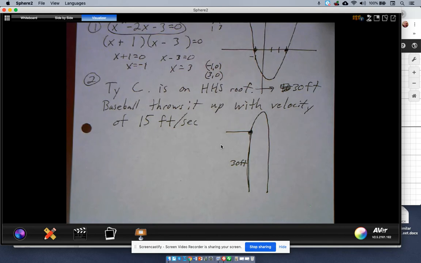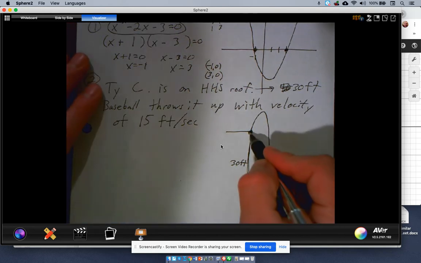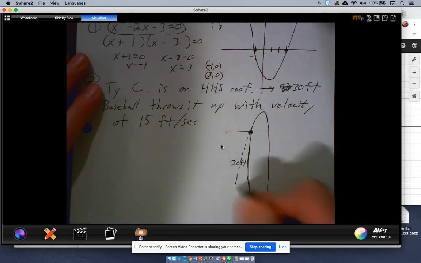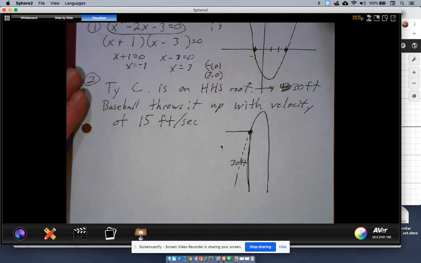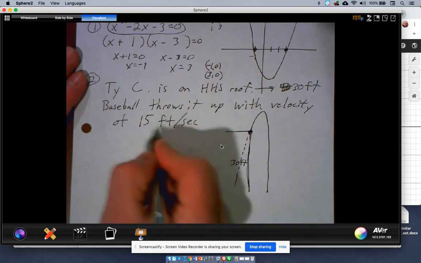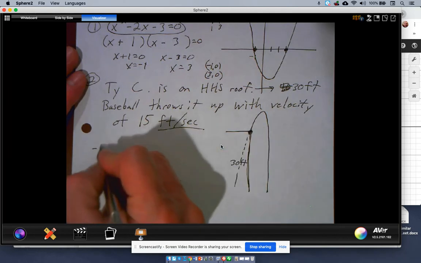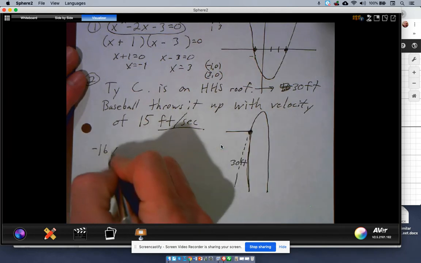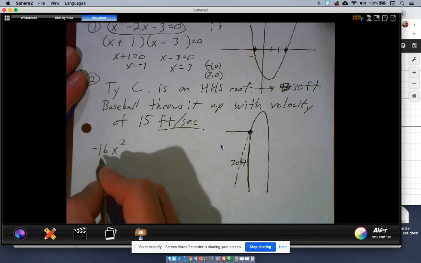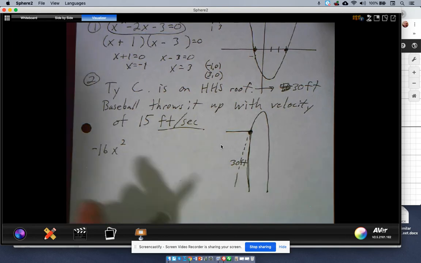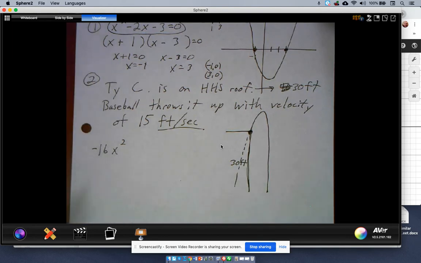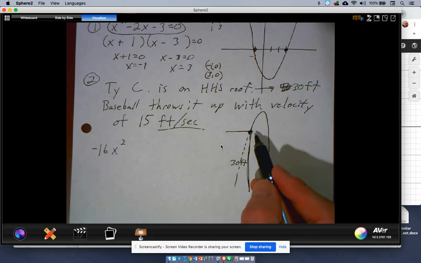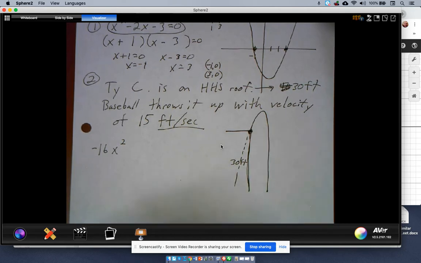Okay. Now here's the cool part. This is actually a parabola. You don't see the other half. That parabola has an equation, and here is the equation for that parabola. When you're dealing with feet per second, it's always negative 16 x squared. That negative 16 is what we will use all day today. The reason why it's always the same is because gravity pulls down on that ball, neglecting wind resistance, at the same speed every single time.